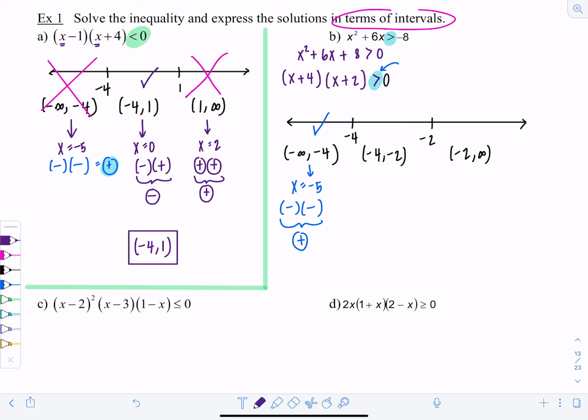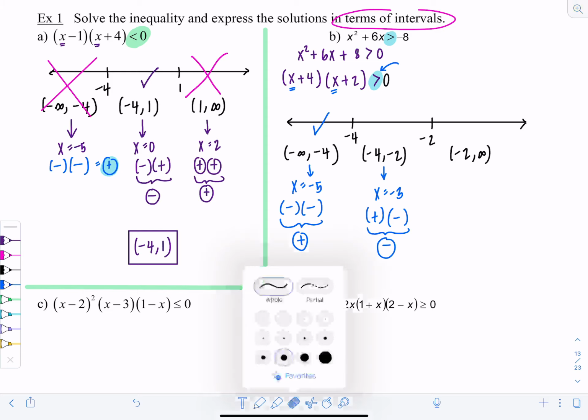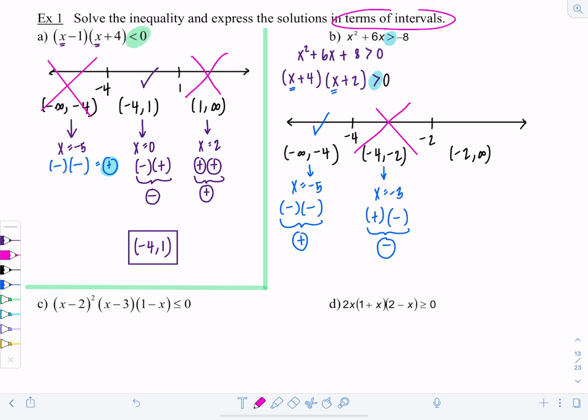Good, good. Let's look at the next interval, from -4 to -2. What do you want to test in there? We can use -3. X equals -3 is in there. So -3 plus 4, that's going to be positive. -3 plus 2, that's negative. And a positive times a negative is negative. So will this interval work? We'll go back to the original inequality, and notice here we're checking if it's greater than 0. So are negative numbers greater than 0? No, they are not. That means nothing in this interval will work.